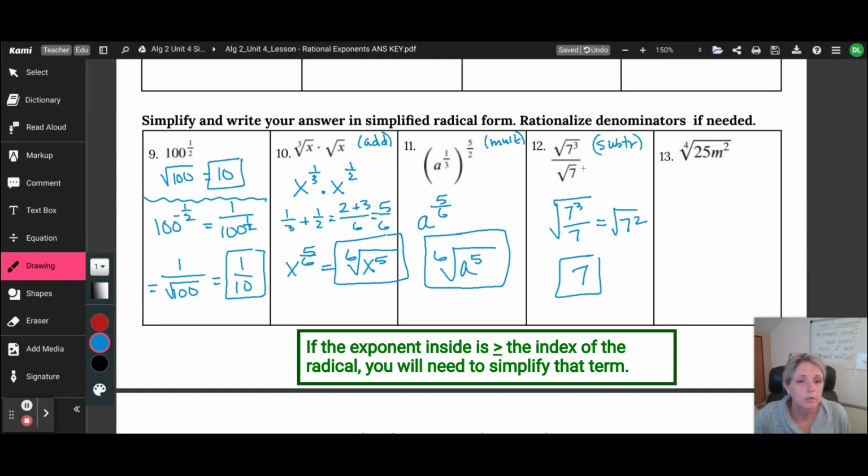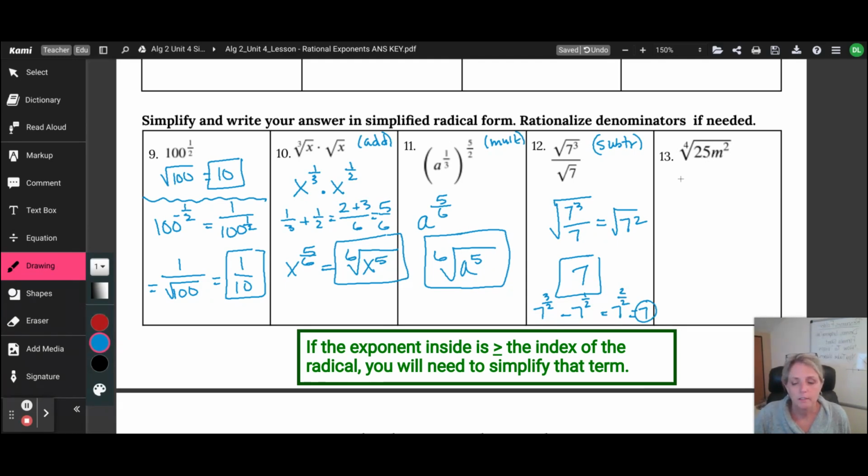Okay, you also could have done 7 to the 3/2 minus 7 to the 1/2, which would give you 7 to the 2/2, which is 7 to the 1st, or just plain old 7.